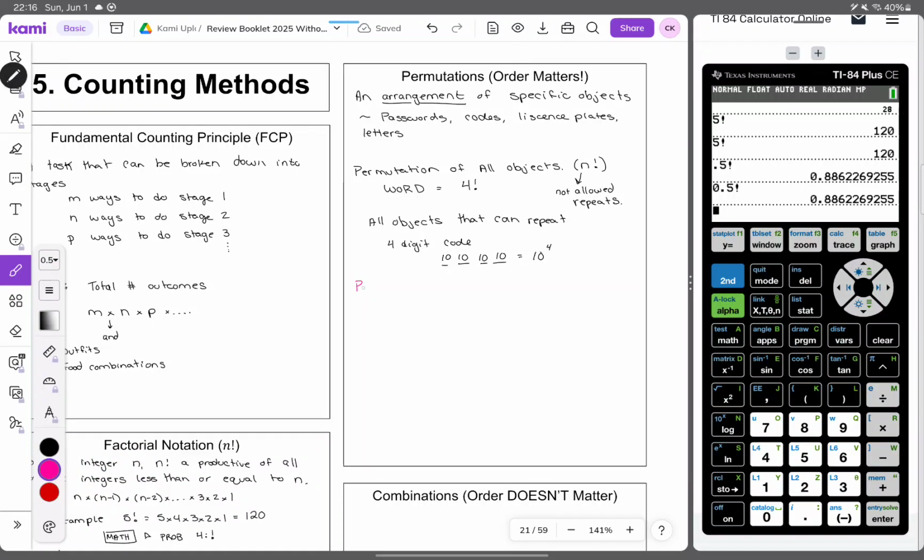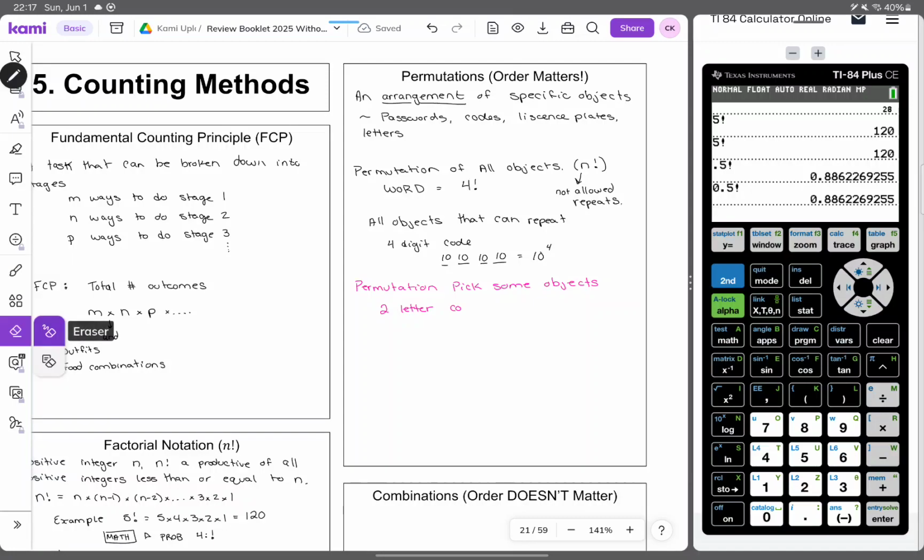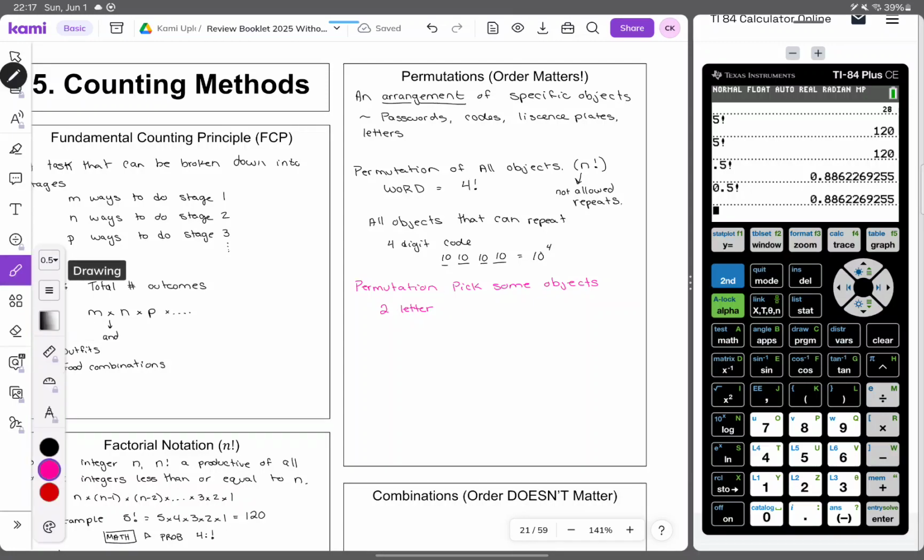Sometimes we have permutation where you just pick some objects. So maybe I want to know how many 2-letter arrangements I can make from the word "word." Sorry, I don't want to use the word combinations.